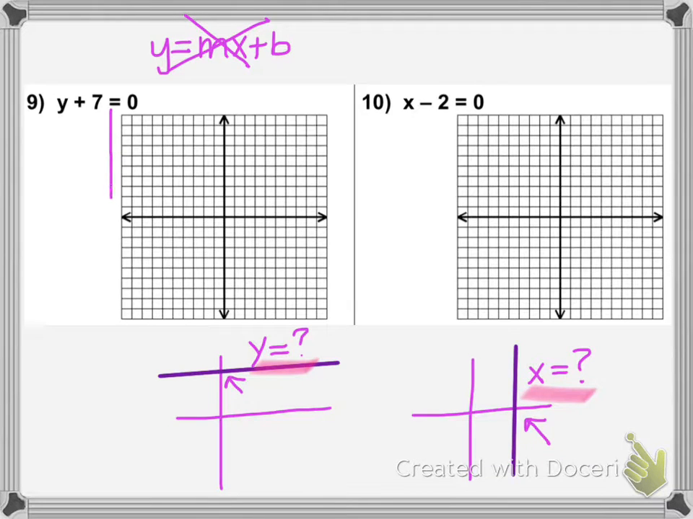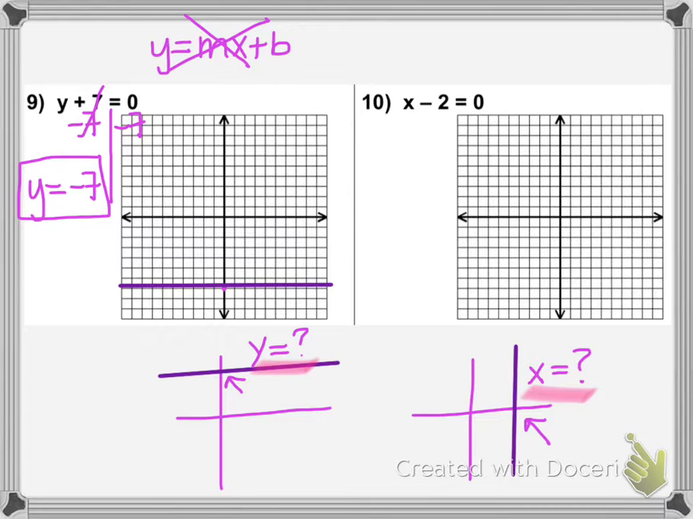So on number 9, if I was to get y by itself, I would subtract 7 from both sides. So I'm going to end up with y equals 0 minus 7 is negative 7. Sorry, my handwriting is so bad. Okay. So remember, if it's y equals a number, it's a horizontal line through that number on the y-axis. So negative 7 on the y-axis is 1, 2, 3, 4, 5, 6, 7. It's right here. So I'm going to put a horizontal line right through there. There is my graph.